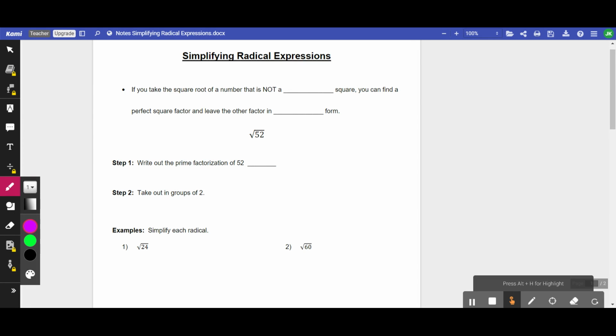So today you're learning how to simplify radicals. Today you're learning about square roots, and then tomorrow you're going to learn about cube roots. This is kind of hard and confusing, but just be sure to stick with me and let me know if you need help with anything.